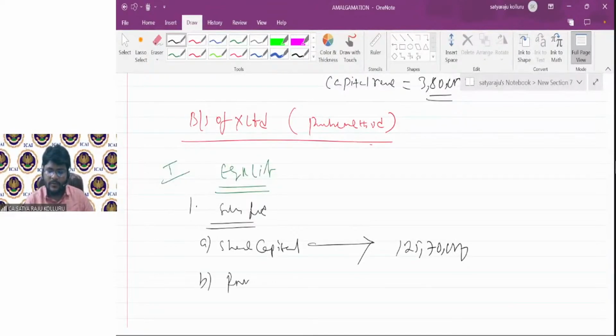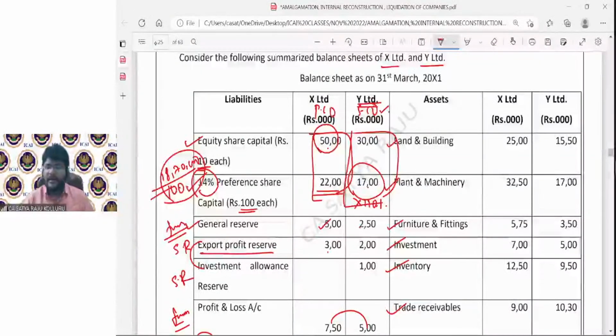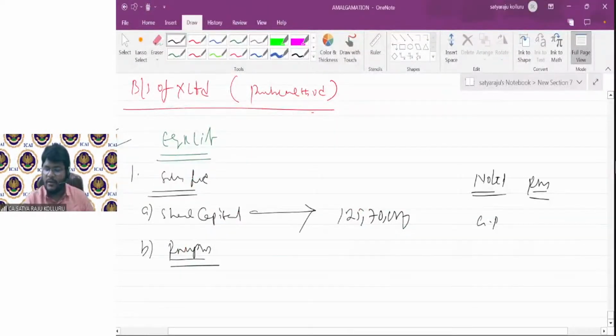Come to reserves and surplus. Let us work out reserves and surplus in a separate note, which is note number 1 here. Sir, here line by line addition of reserves and surplus doesn't work. Only the reserves and surplus of X Limited you need to consider. Reserves and surplus of Y Limited you should not consider. So the general reserve of your company is how much? 5 lakh. So you can take your own company's general reserve, which is 5 lakh.